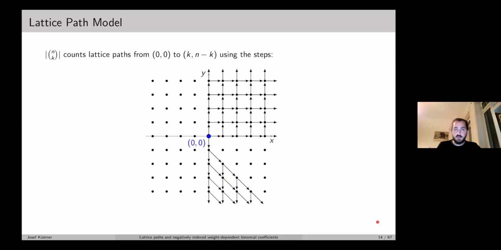But there's a third region where we can take west steps and northwest steps. So for example, we start here, go west, again west, northwest, west, northwest, for example. This is a valid path. But what we cannot do is go up and then west. This is not allowed because we always have to follow these arrows. And now this is the full description already. So the absolute value of n choose k counts lattice paths from 0,0 to (k, n minus k) for all integers k and n. So it's not restricted to be positive anymore.